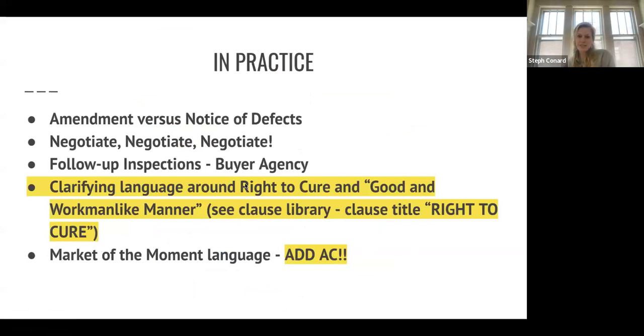So again, in practice, I kind of went through all of this already. Clarifying language around the right to cure in a good and workmanlike manner. So I'm going to show you guys this language that you can add into our offers, and then we'll get to market of the moment language, which is that addendum AC and that threshold language. Let's see how we're doing on time. 12:30. Okay, we're doing really good on time.